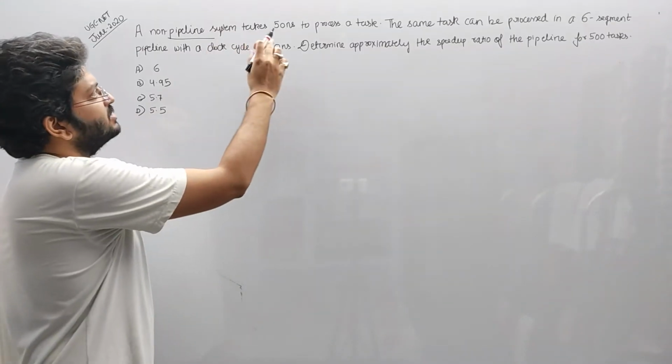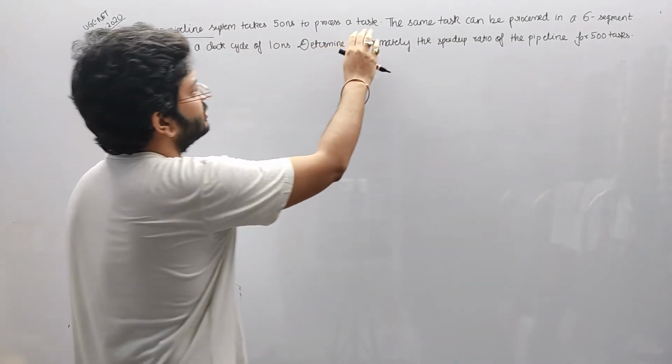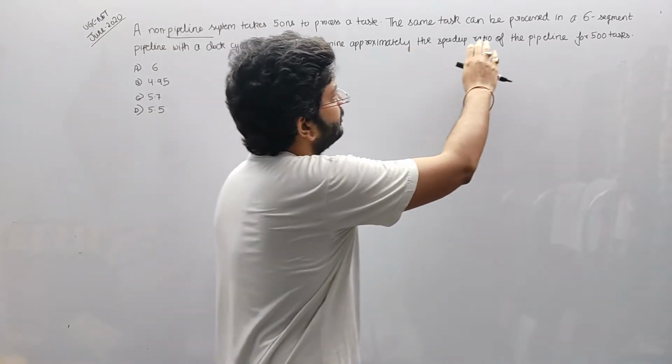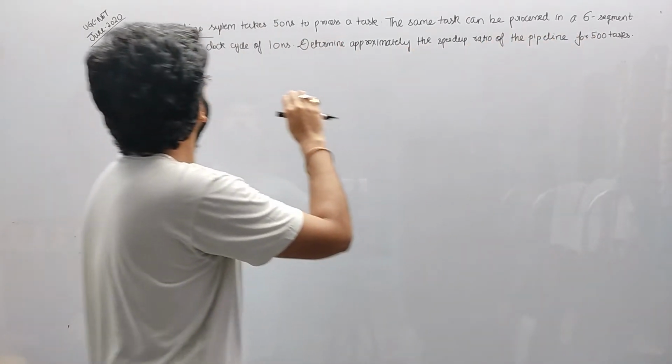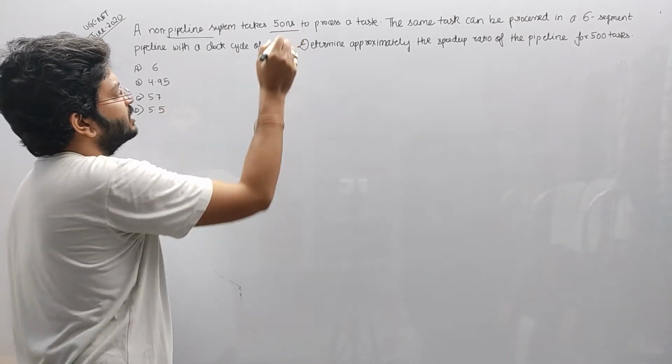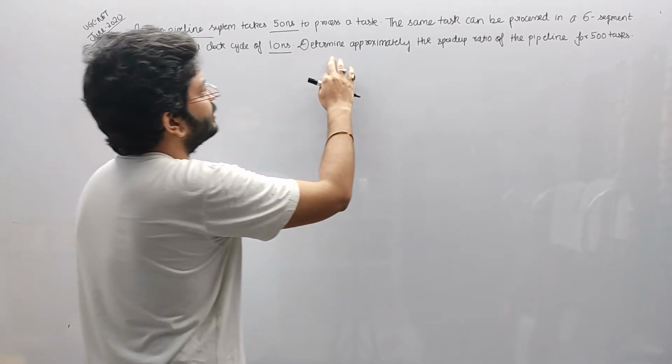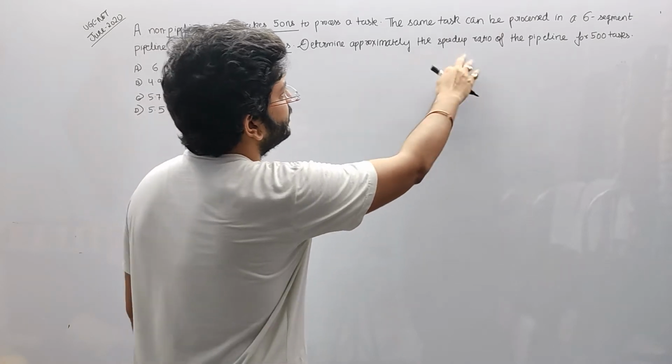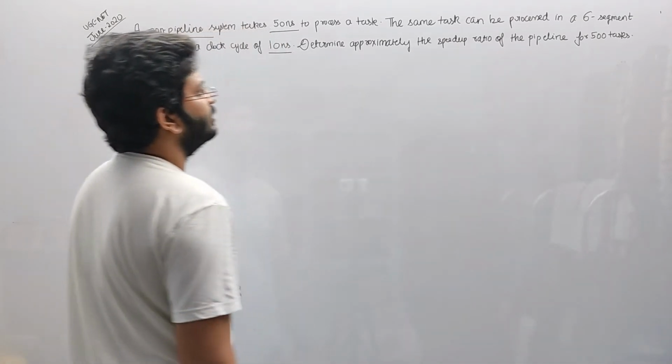A non-pipeline system takes 50 nanoseconds to process a task. The same task can be processed in a 6-segment pipeline with a clock cycle of 10 nanoseconds. So these are the units, 50 nanoseconds and 10 nanoseconds. Determine approximately the speed up ratio of the pipeline for 500 tasks.